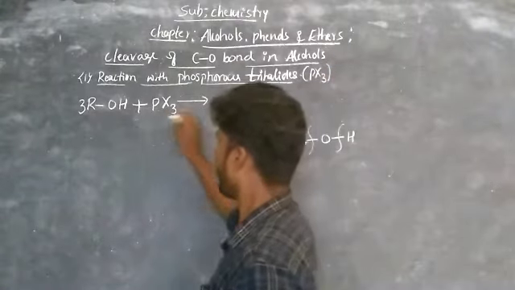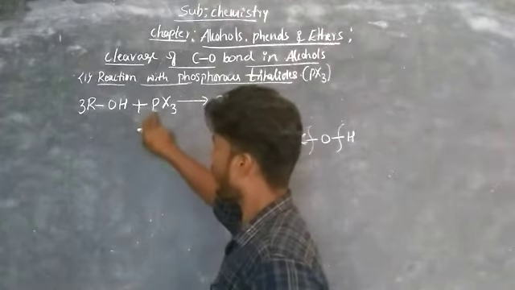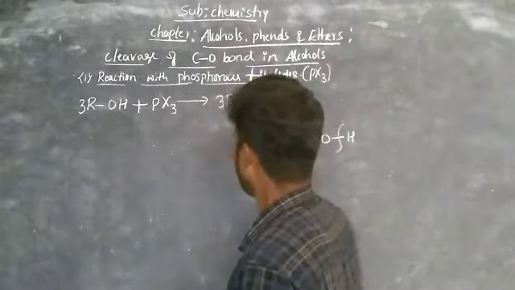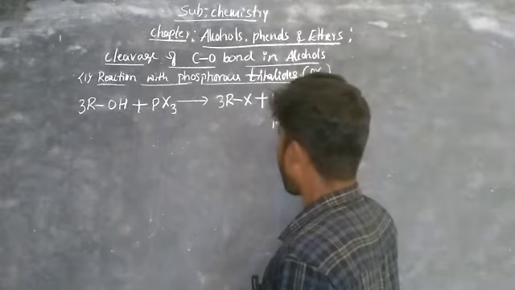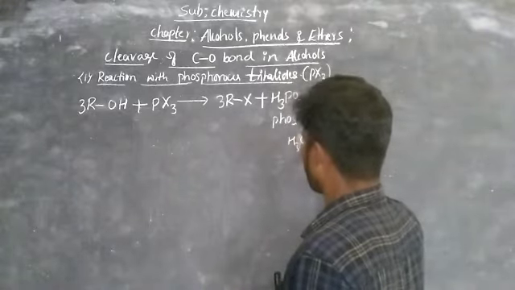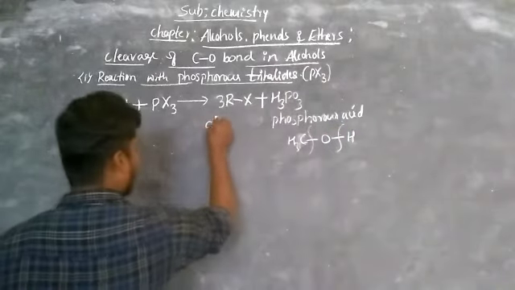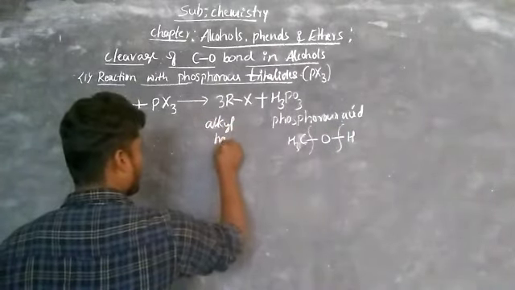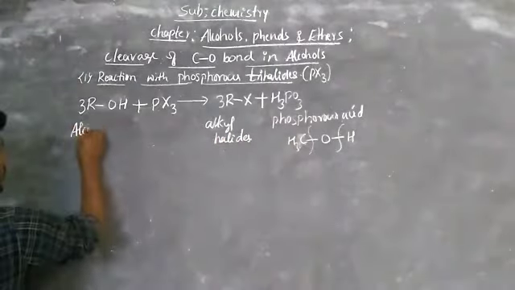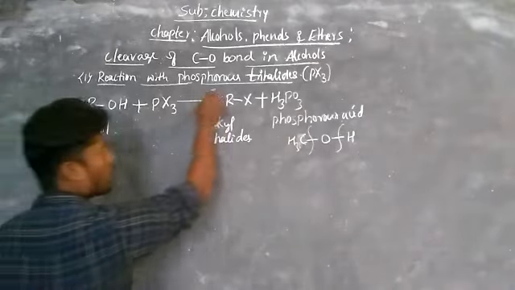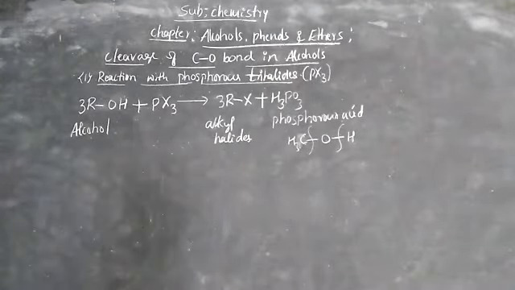Now, 3 equivalents of R-OH react with PX3, and you get 3 equivalents of R-X plus P with 3 oxygens and 3 hydrogens, that is H3PO3, called phosphorous acid. Phosphorous acid, and you get the alkyl halides. This is obtained from alcohol reacting with phosphorus trihalides. This is the general representation of the chemical reaction.